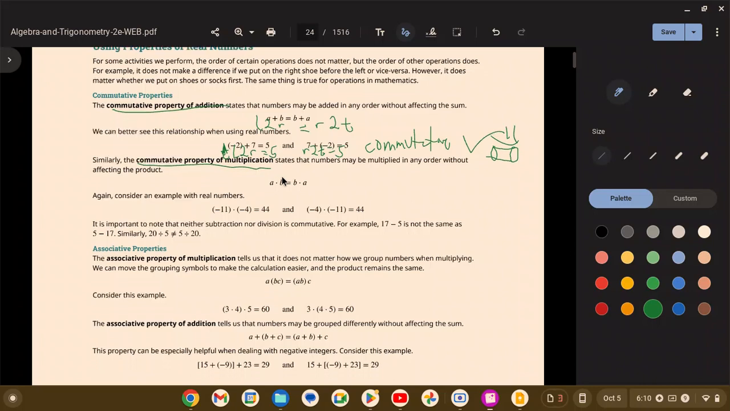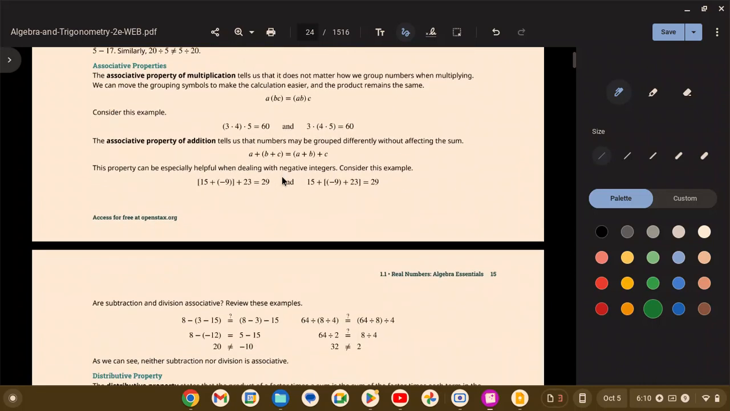So, associative properties. The associative property of multiplication tells us that it does not matter how we group numbers when multiplying. We can move the grouping symbols to make calculation easier, and the product remains the same. So a times, in brackets, b times c equals, in brackets, a times b, times c. Consider the example. 3 times 4 times 5 equals 60, and 3 times 4 times 5 equals 60.